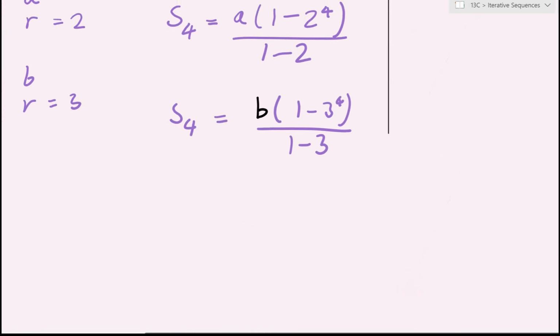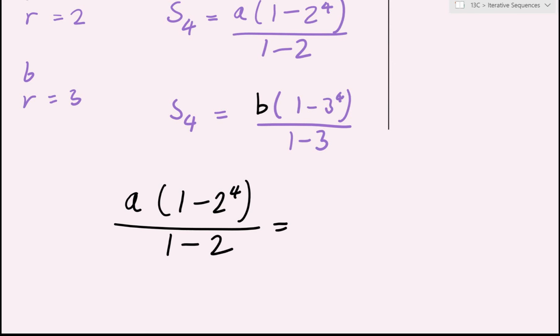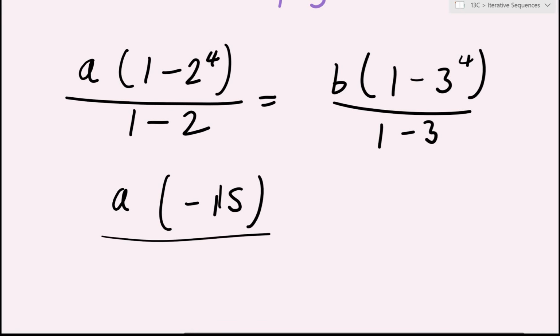So let's write that as an equation. We know that A(1 minus 2 to the 4) over 1 minus 2 equals B(1 minus 3 to the 4) over 1 minus 3. That's a bit of a mess. So let's work out everything we can do, which gives me this. 3 to the 4 is 81, so that's minus 80.